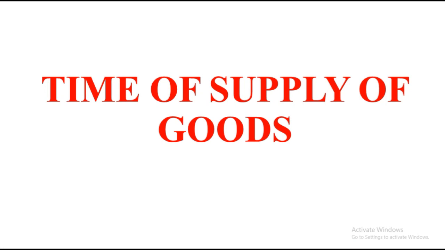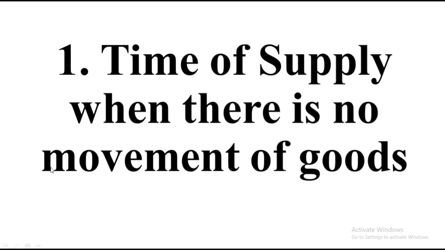Now, under time of supply, we have two parts. One is time of supply of goods, and second, time of supply of services. We are going to start with the very first part, time of supply of goods. Under this, there are multiple types of sums that can come. So we're going to start with the very first type, time of supply when there is no movement of goods. Very important. If there is no movement of goods, how to solve the sum, and how to identify that particular sum?